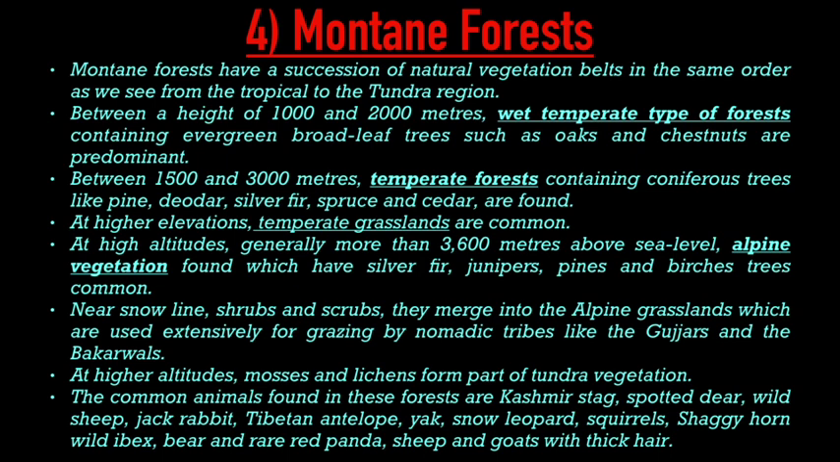Near the snow line, which means the part above the snow line that is always having snow throughout the year, shrubs and scrubs merge into the alpine grassland, which is used extensively for grazing by nomadic tribes of India like Gujjars and Bakarwals. At high altitudes, mosses and lichens form part of tundra vegetation.